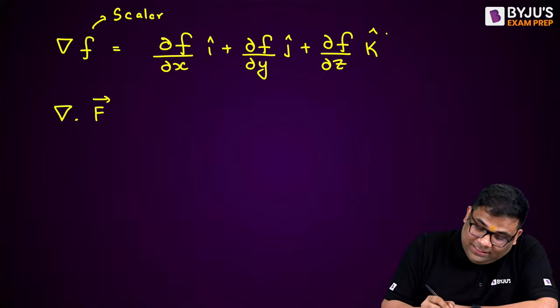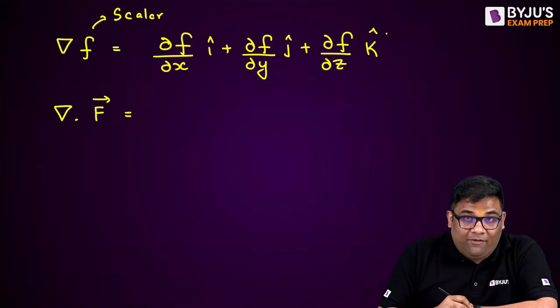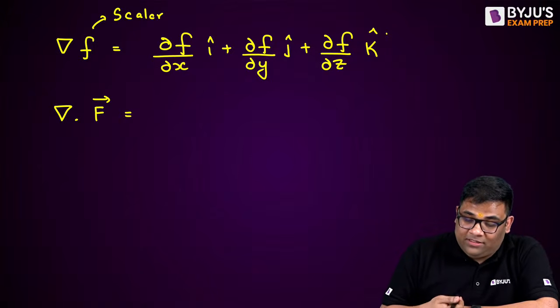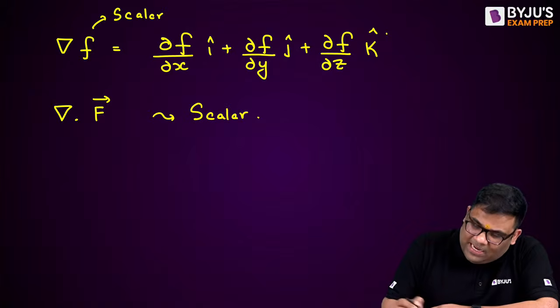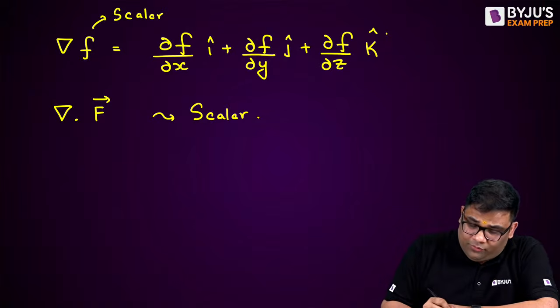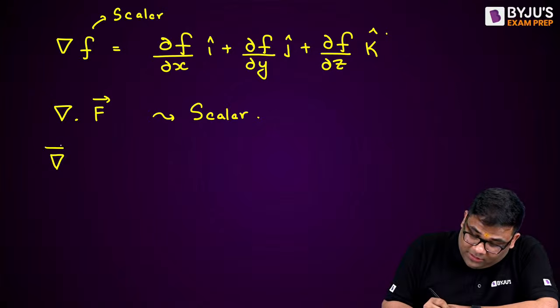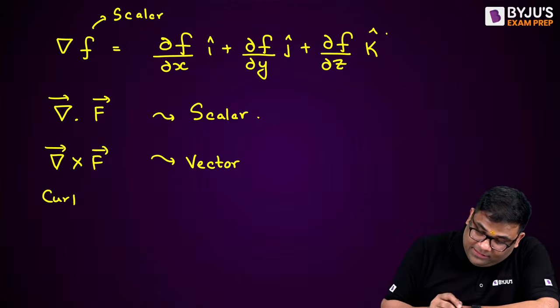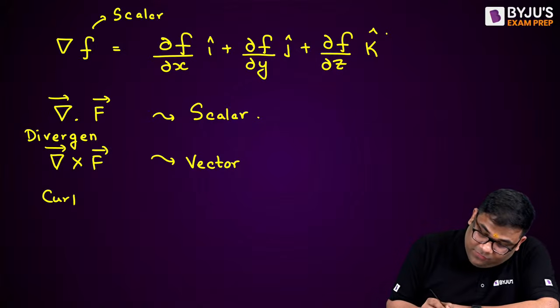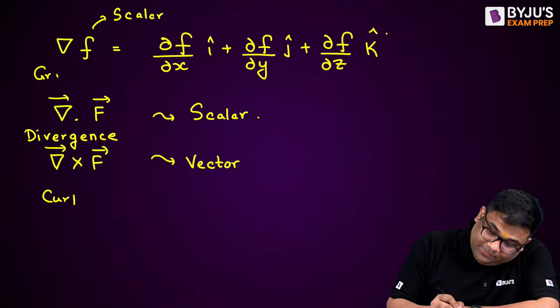Then we have the divergence. Divergence acts on a vector f, and it gives a scalar. Then we have a cross product. This cross product gives me the curl. This gives me a vector, right? This is the curl and this is divergence. The first one was gradient.